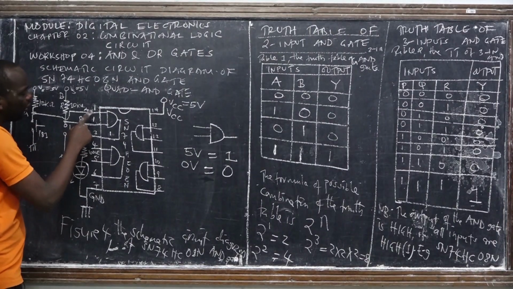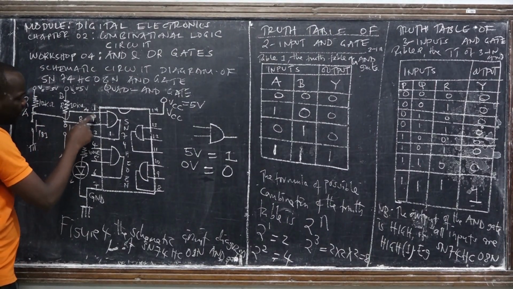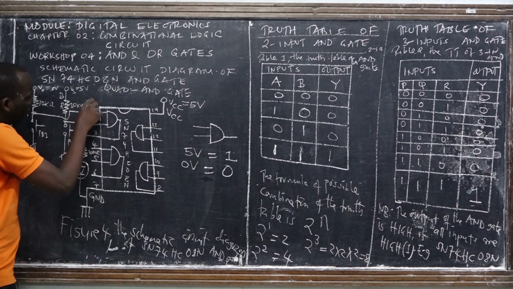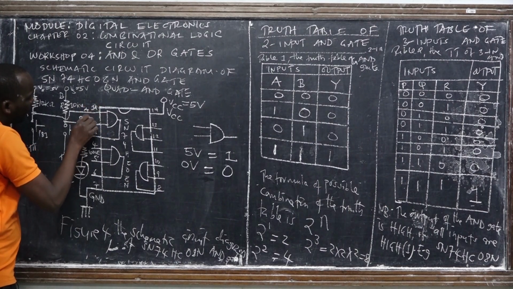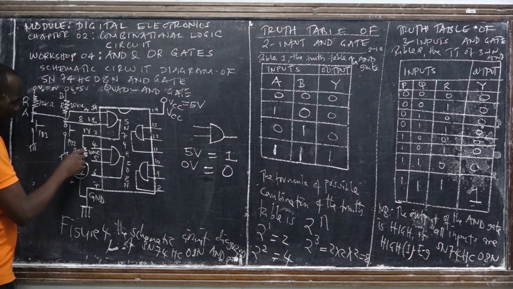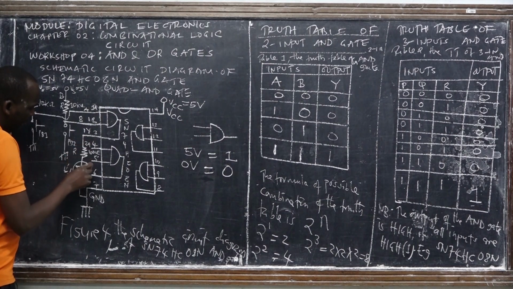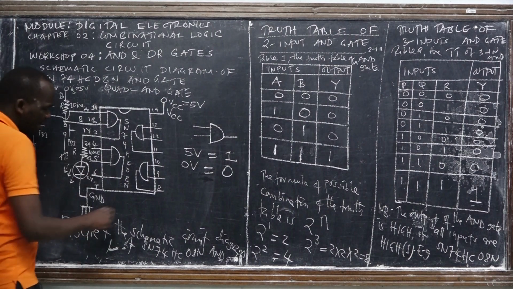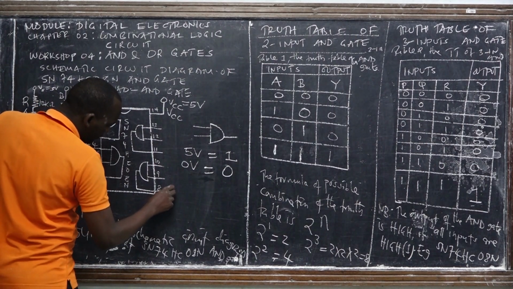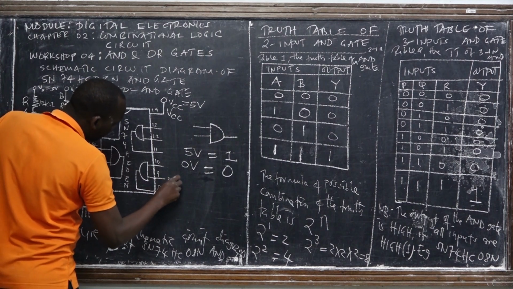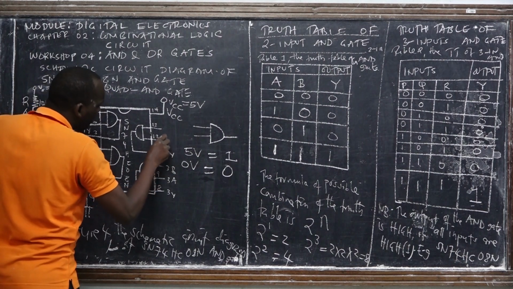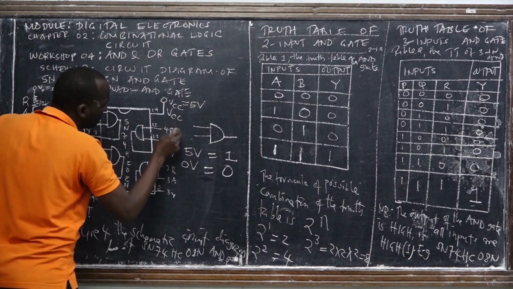Okay, so the name of this first pin, remember that this is just for demonstration purposes. The name of this first pin is 1A, and this one is 1B, and this one is 1Y. The name of this pin is 2A, and this one is 2B, and this one is 2Y. The name of this pin is what? 3Y, 3A, 3B. Then the names of this one are what? 4Y, 4A, 4B. That's all.